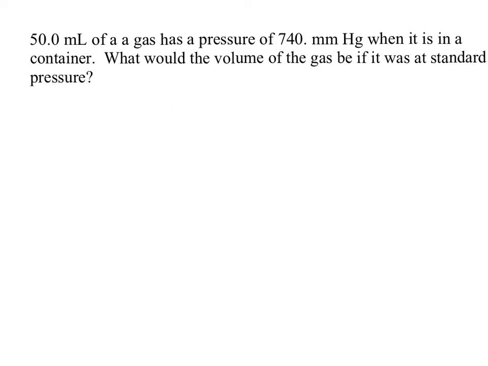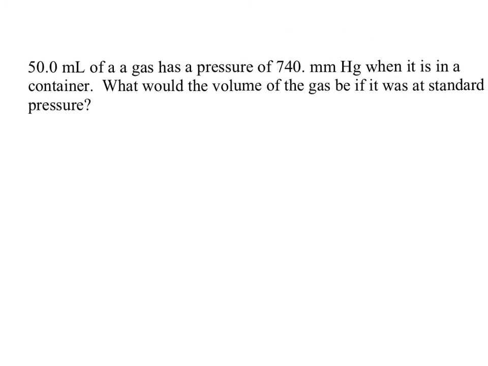So here's our problem. 50 milliliters of a gas has a pressure of 740 millimeters of mercury when it is in a container. What would be the volume of the gas if it was at standard pressure? So let's label some stuff. We got a volume right here, 50 milliliters. There it is, a pressure of 740 millimeters of mercury. I want to look for a new volume, so V2, if it's at a standard pressure. So standard pressure is going to be 1 atm, which is going to be our P2.